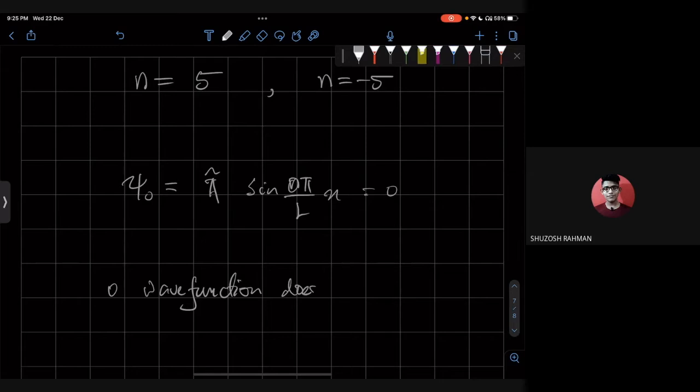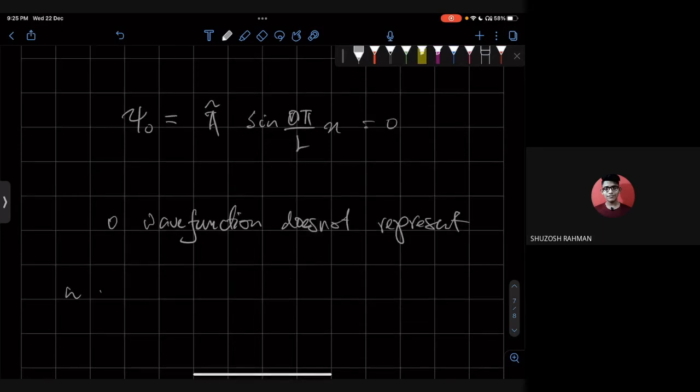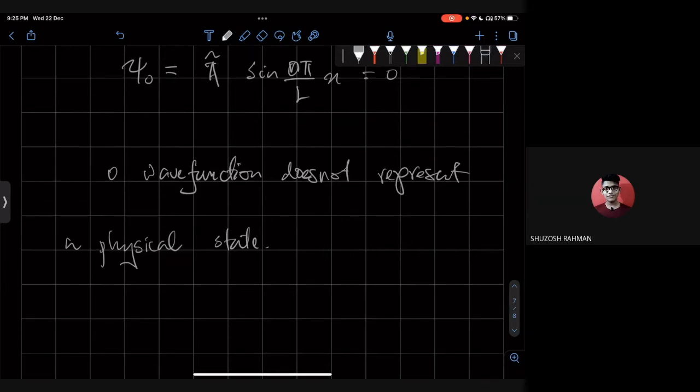does not represent a physical state, because it doesn't have any probability. It's a trivial solution to the Schrodinger equation. So that means that we can take n to be greater than 0 and an integer, a natural number.